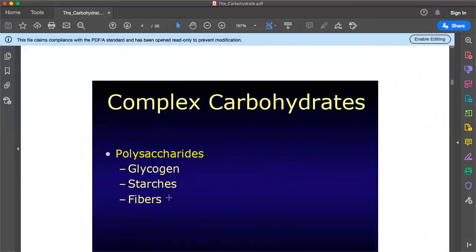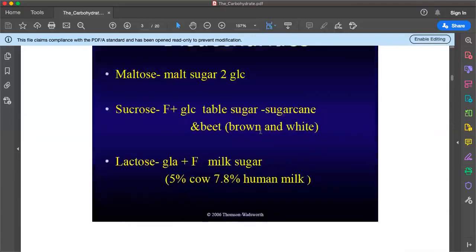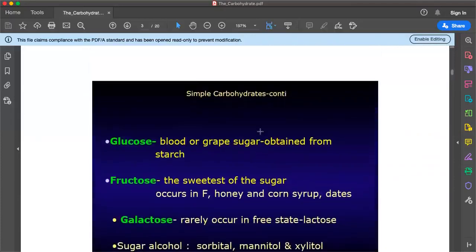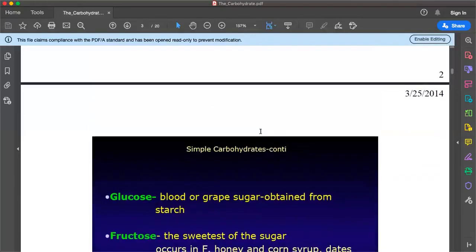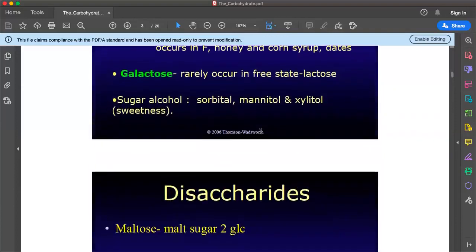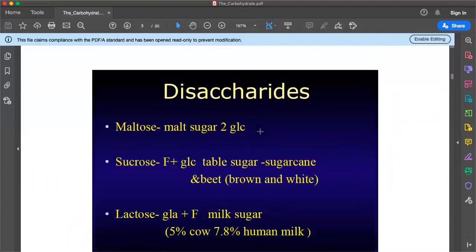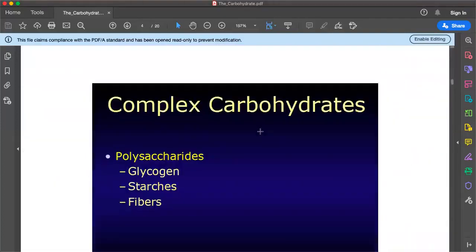These are complex carbohydrates, large molecules. In general, monosaccharides and disaccharides are referred to as simple sugars because they're relatively small carbohydrates and have a sweet taste.